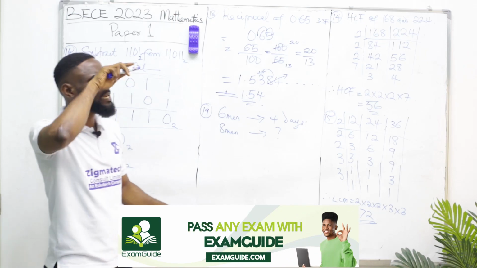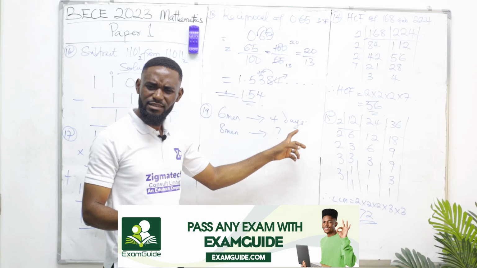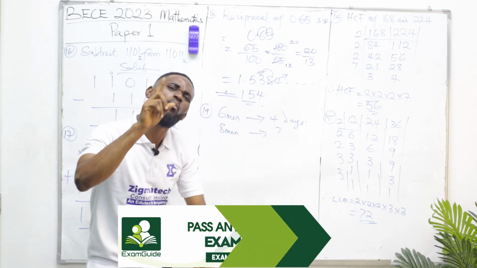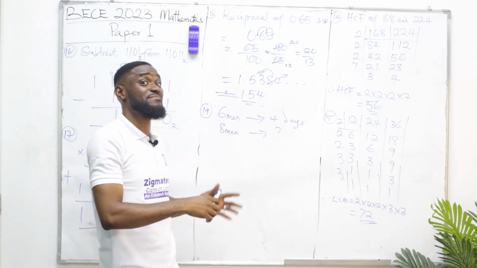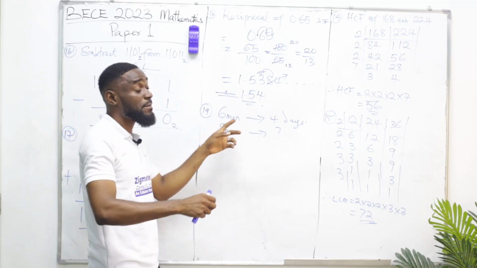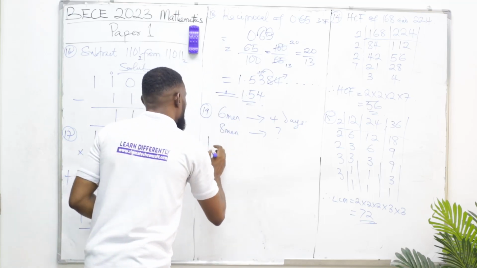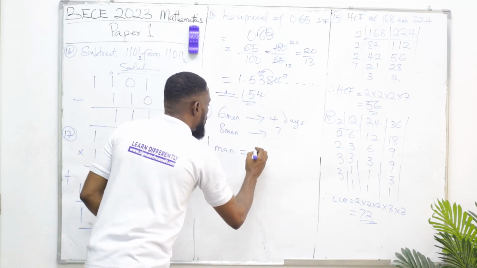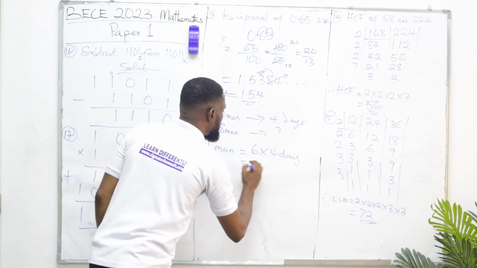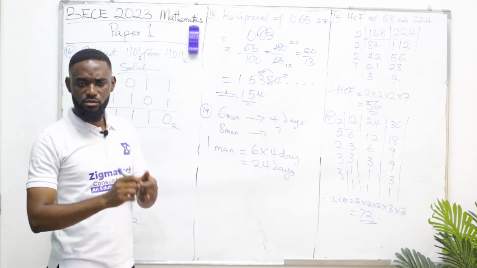Now, to know how many days it will take 8 men, you ask yourself, 6 men, 4 days. How long will it take 1 man to do a work that 6 men did in 4 days? So what it will mean is that if we multiply these 6 men by the number of days, that is what it will take a man. So it means 1 man will do that work in 6 times 4 days. That is, he will do it in 24 days. That is what 1 man will take to do it. Do you understand the point now?